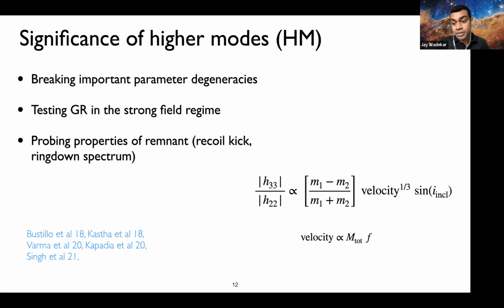Other important features, as I mentioned already, you can see in this formula that the amplitude depends on the velocity. The higher the velocity, the more important these higher modes, and at these high velocities you are close to the merger and you are testing GR in the strong field regime. So that's one physical motivation for why you could think about higher modes. And also you can probe the properties of the remnant better.